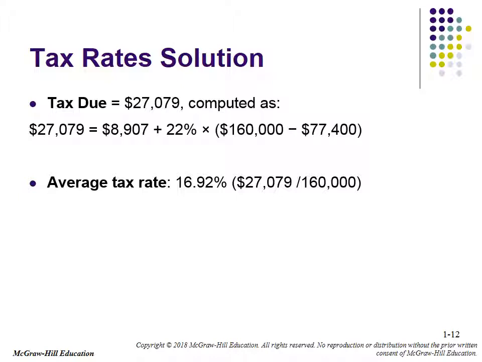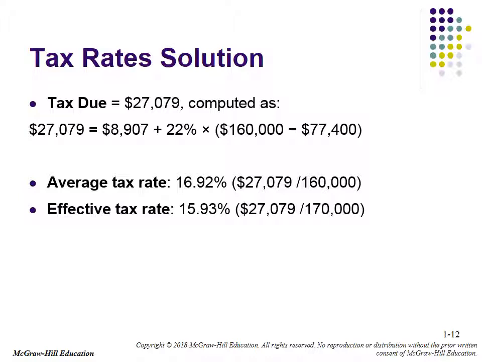So what's their average tax rate? Take the $27,079 divided by their taxable income of $160,000, 16.92%. What is their effective tax rate? Divide their tax by all of their income, taxable and non-taxable.